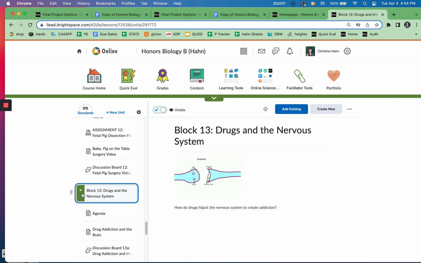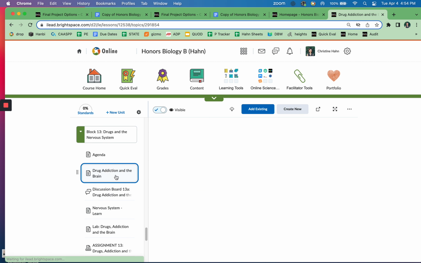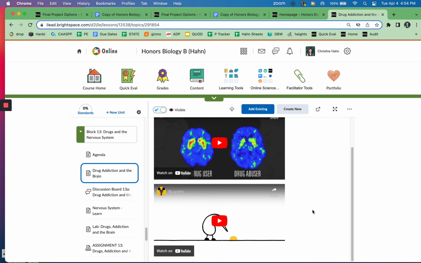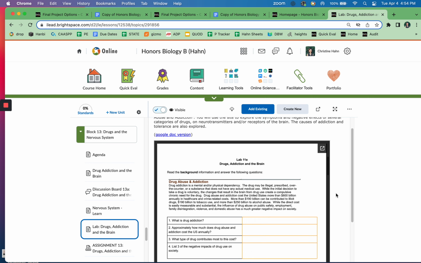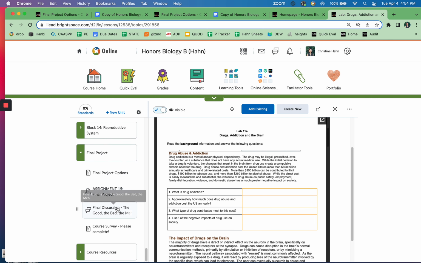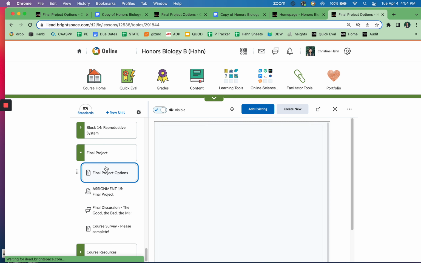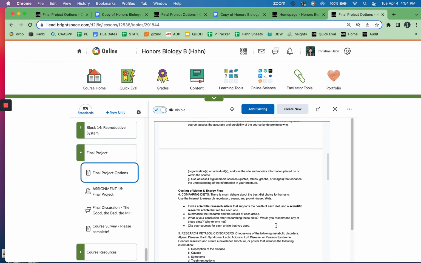This is the drug and nervous system unit that I really find that learners are super engaged with, and just understanding the effect of drugs on the brain. So we do that, and then reproductive system, and again, another final project option where they get to choose a topic to go for a deeper dive.